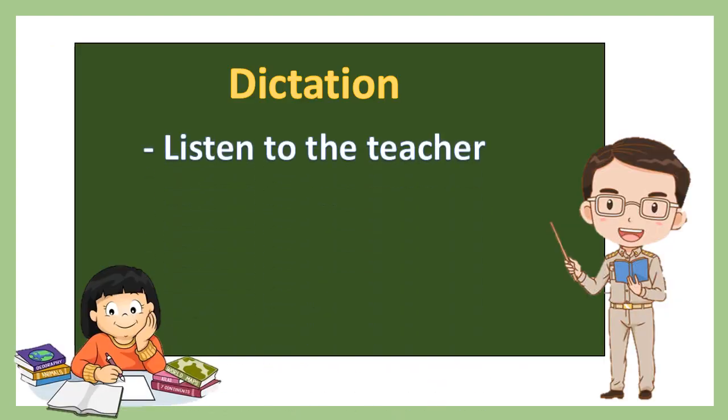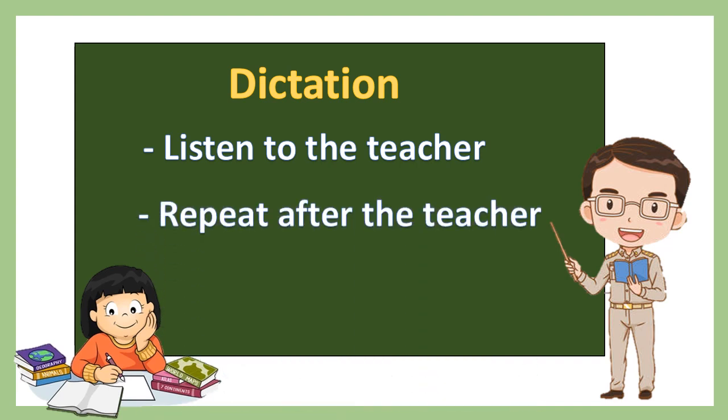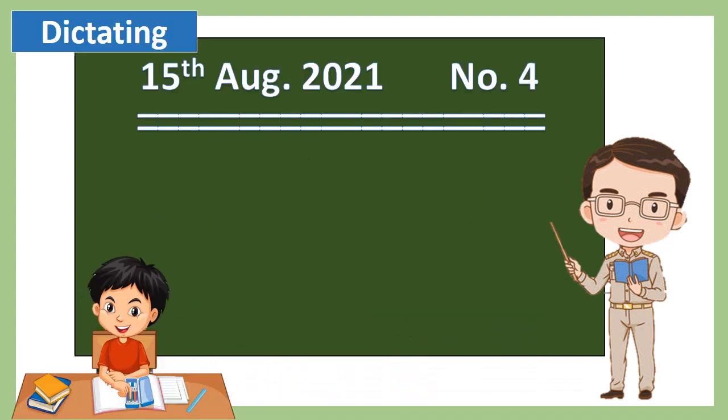At this point, we are going to have our dictation. There are 3 rules for dictation. Students, please prepare your notebook and your pencil. If you have it with you now, you may start writing the date of today and NO dot 4. After that, underline 2 lines. I am going to dictate 3 words. Therefore, you need to write the numbers 1, 2, and 3.